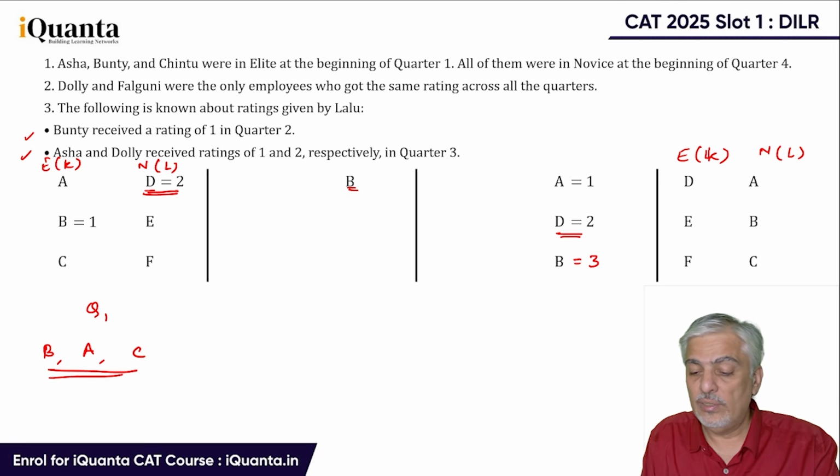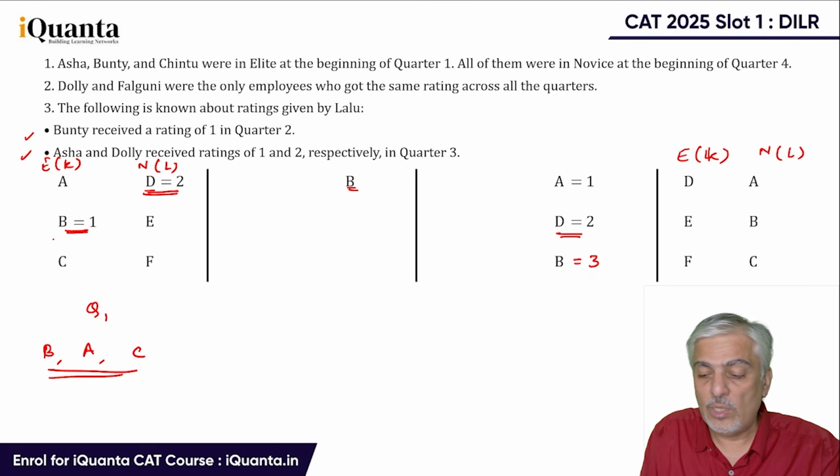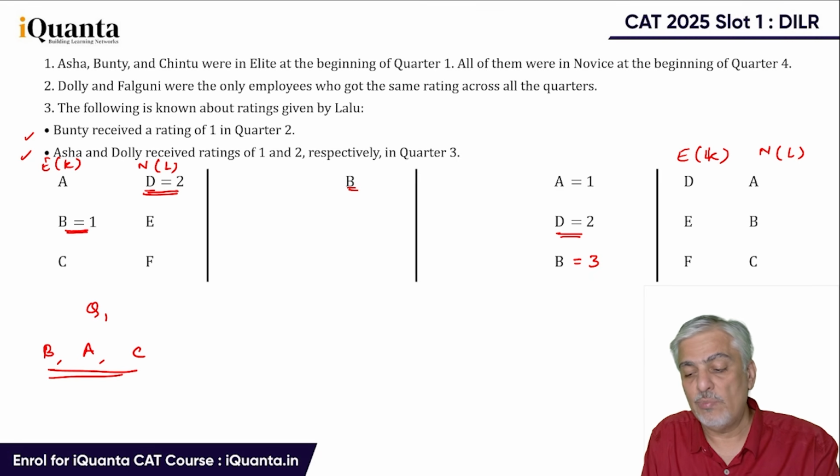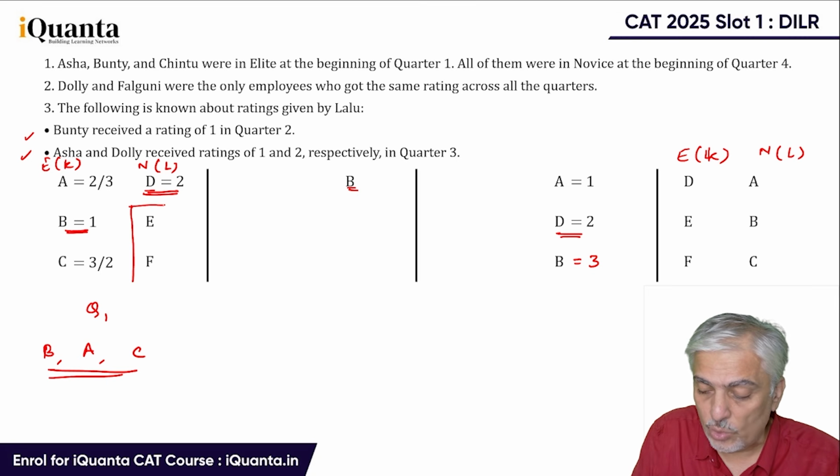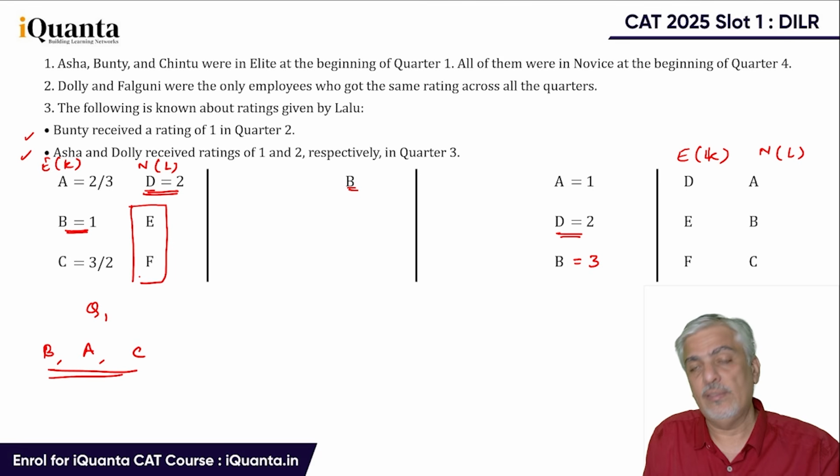What else do I know? B is 1 over here because without that 1, B will not be the first person to be transferred. So B is 1. Only then B can be transferred. That also I know. Now, so A can be 2 or 3 and C can be 3 or 2. I don't know. Now comes the main part of the set. Who out of E or F is going to the next quarter? Means who gets 1 and who gets 3.